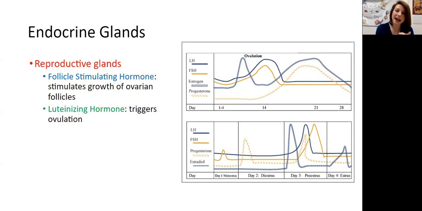So over to the right, I have two different reproductive cycles. Looking at the key, the solid blue bar is luteinizing hormone. The yellow bar is follicle stimulating hormone. The blue with white in the middle is estrogen, and then the dotted yellow line is progesterone. So these are two different animals. The top is a human's reproductive cycle, and the bottom one is a rat's reproductive cycle.